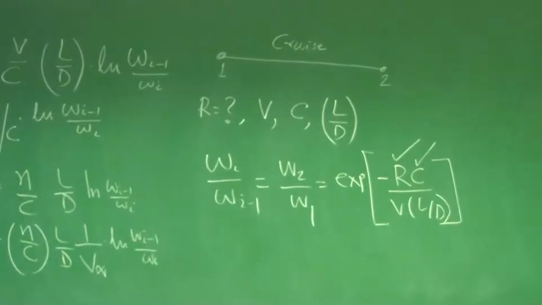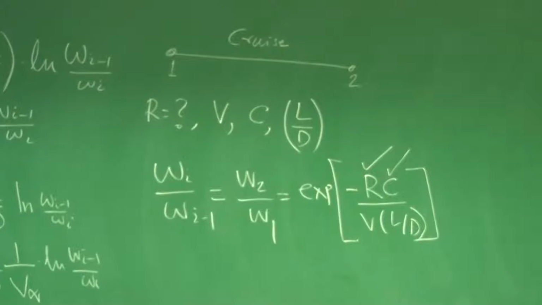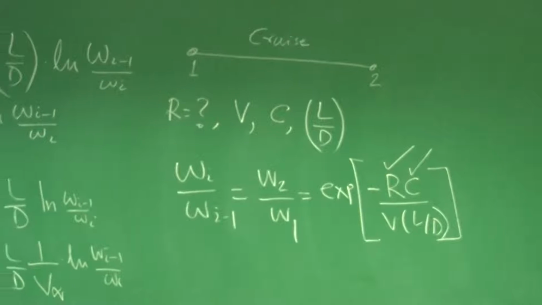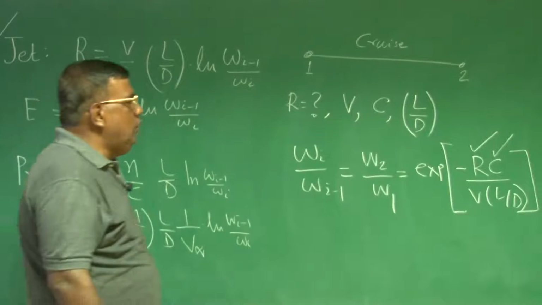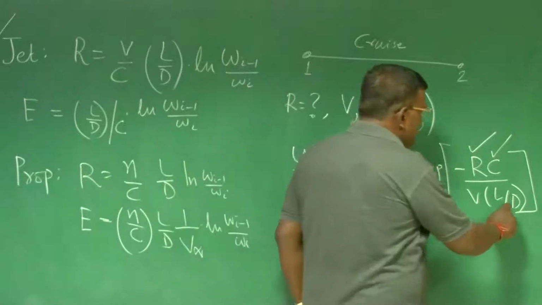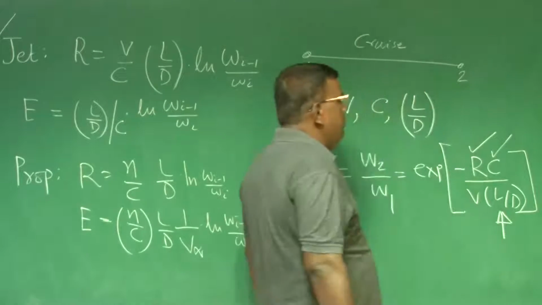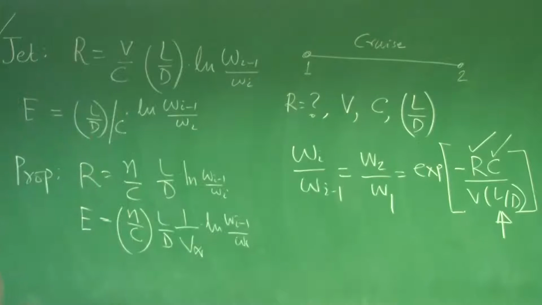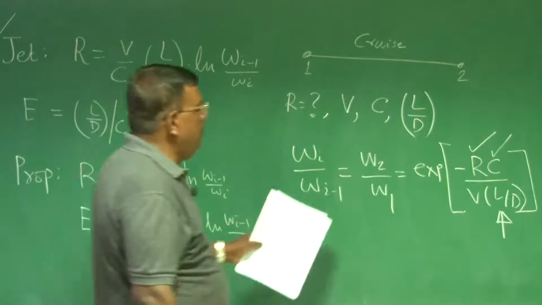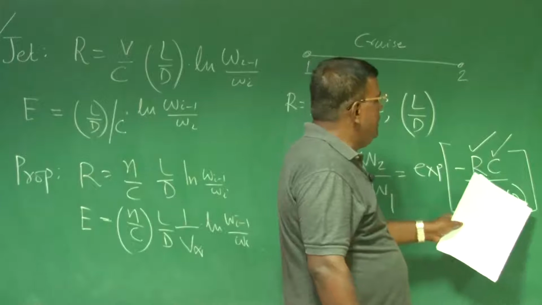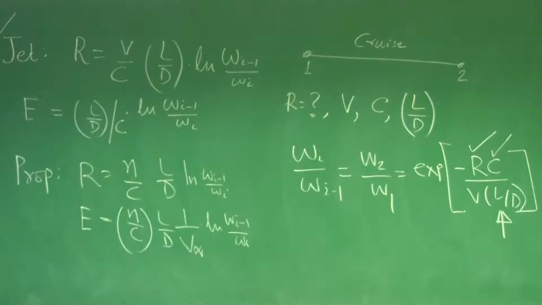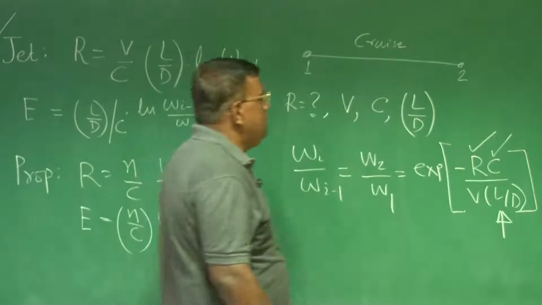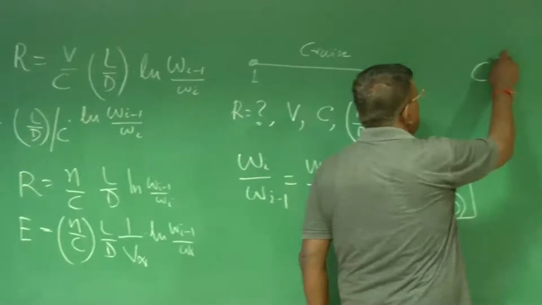And do not forget, these are all initial sizing problems we are handling. Some approximation will be there. Mostly they are based on historical data. V, you know at what speed I am going to cruise, and the major question also comes, at what L by D should I fly. As far as L by D is concerned, we will be discussing it a little later. We have already built up our background for selecting L by D. Let us focus on C, that is thrust-specific fuel consumption.